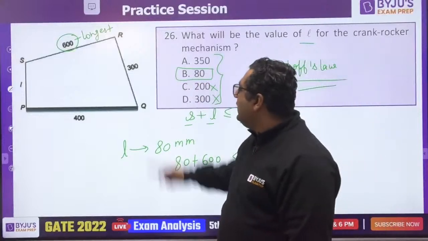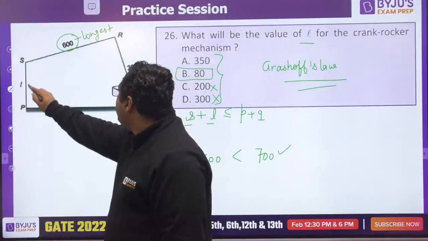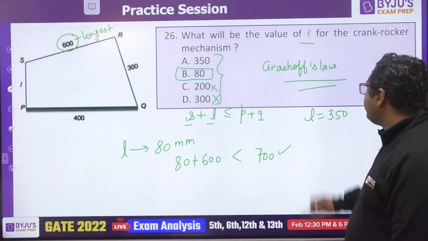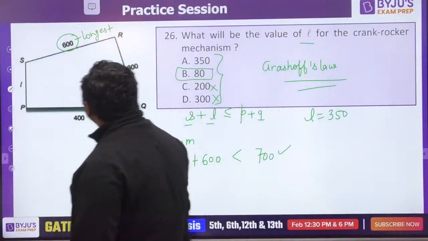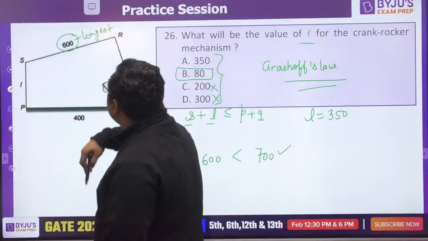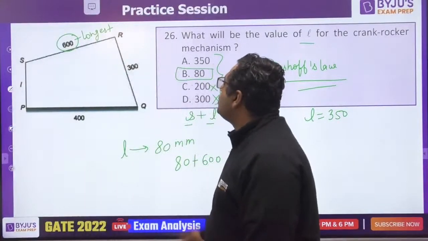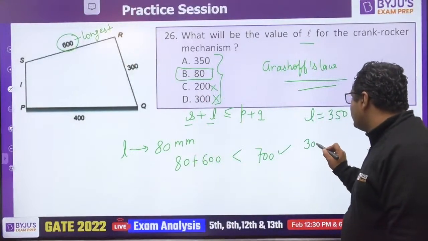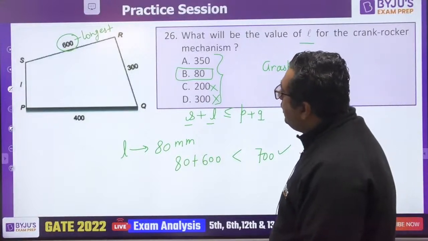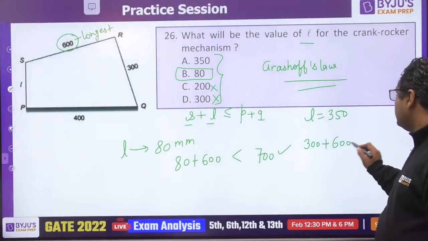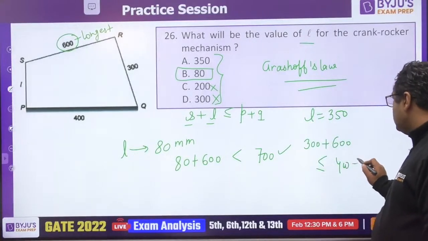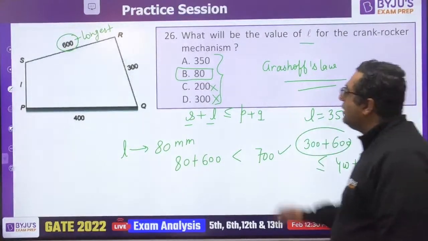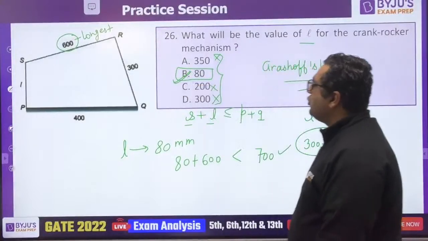If you take L to be 350, then what would be the case? When L would be 350, you know that this would become the shortest link. So 300 would be the shortest, S. Then S is 300, the shortest, plus longest would be 600, should be less than or equal to 400 plus 350. So it is 900, which is obviously more, so it cannot be the answer. The answer for this is B for sure.